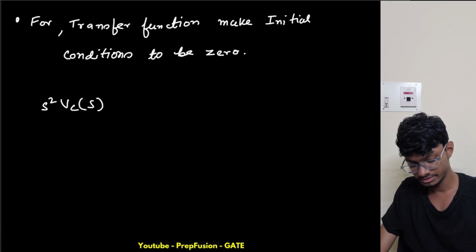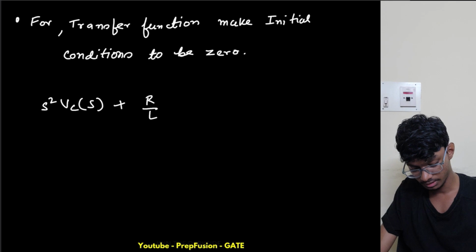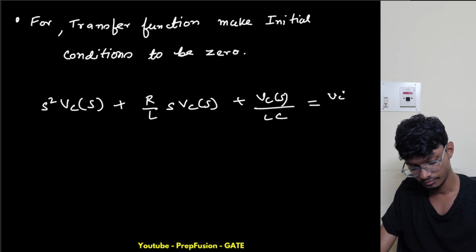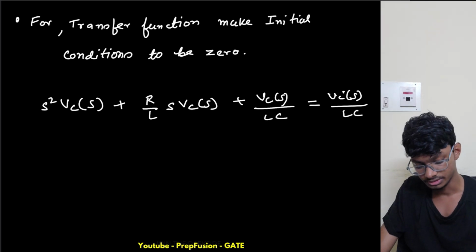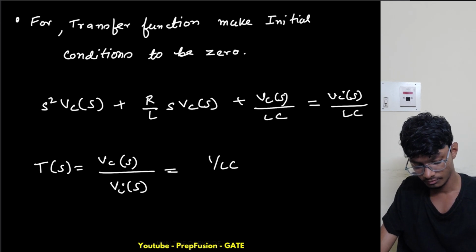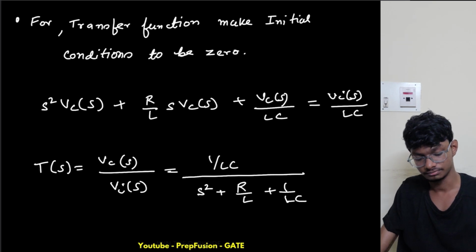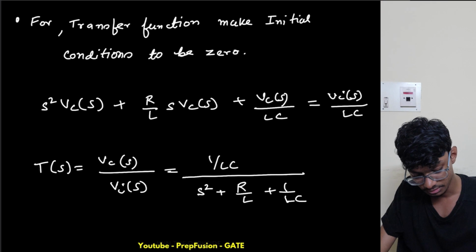I am left with Vc of S plus R by L S Vc of S plus Vc of S by LC, right, which is equal to Vi of S by LC. Now I will just take it common and find the ratio. The transfer function T of S equals Vc of S by Vi of S, which is equal to 1 over LC divided by S square plus R over L S plus 1 by LC. Sorry, there is also S here.